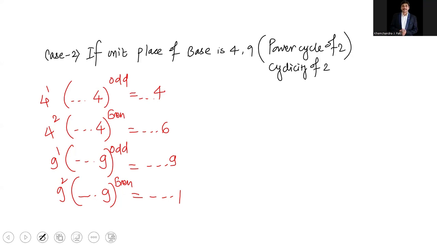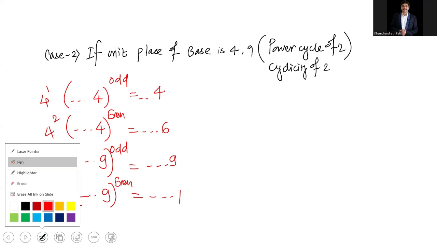Now see, yes, there are only two outputs, only two unit digits you will get when you are raising 4. That is 4 and 6. That is power cycle of 1, power cycle of 2.